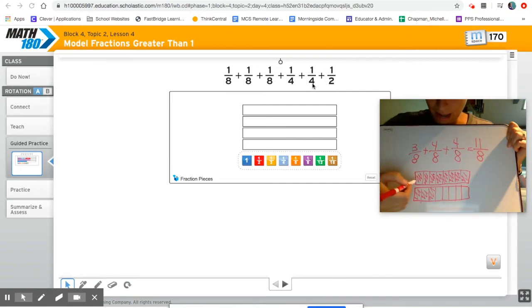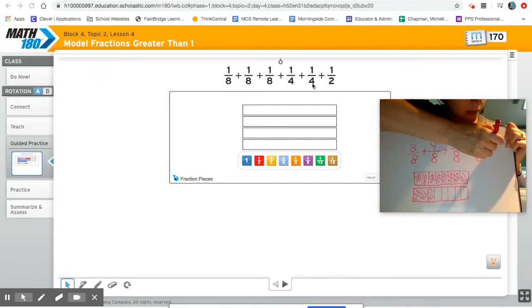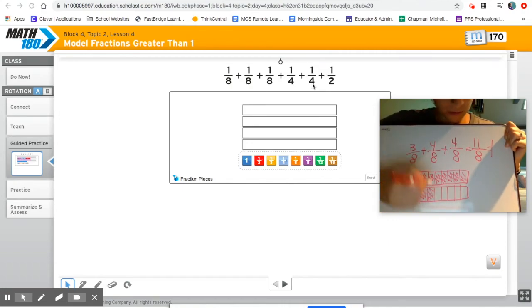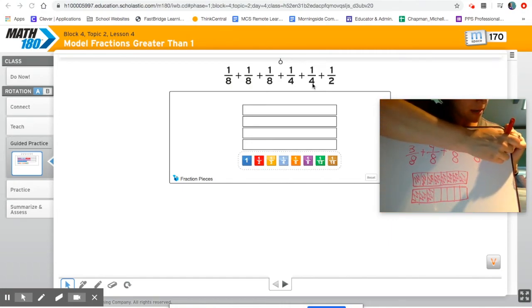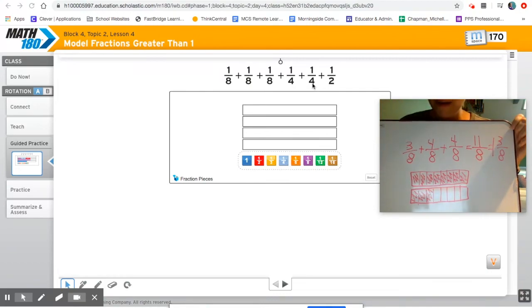I can see that I have one whole filled in. And I have 1, 2, 3 eighth-size pieces remaining. So my mixed number is 1 3/8. 1 times 8 is 8, plus 3 makes 11. And I am sure that this is completely done correctly.